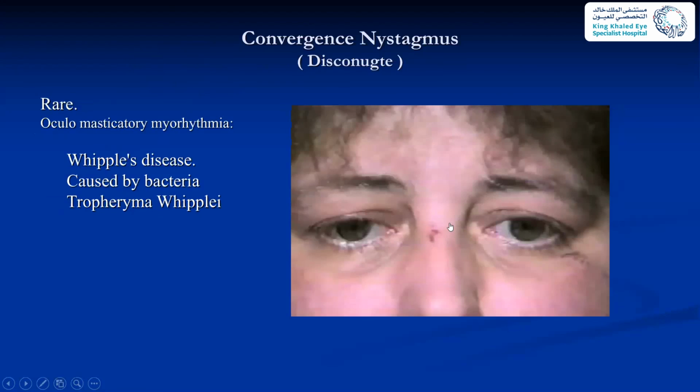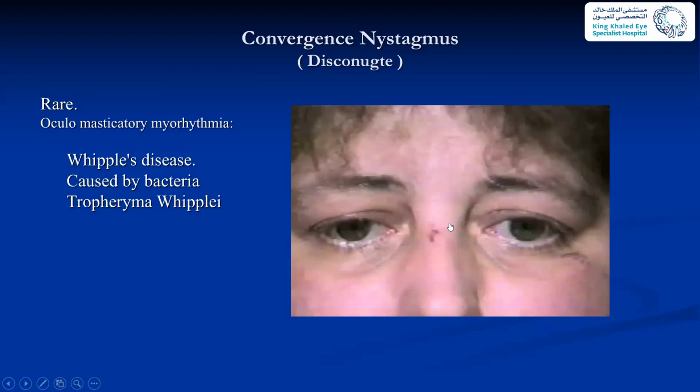Now, we have here an example of convergent nystagmus, which is disconjugated. And this is a very rare disease, very rare to see disconjugated nystagmus. And we call it Whipple disease. Whipple disease is secondary to a bacteria attacking the gastrointestinal system called Tropheryma whipplei. And this bacteria leads to malabsorption.